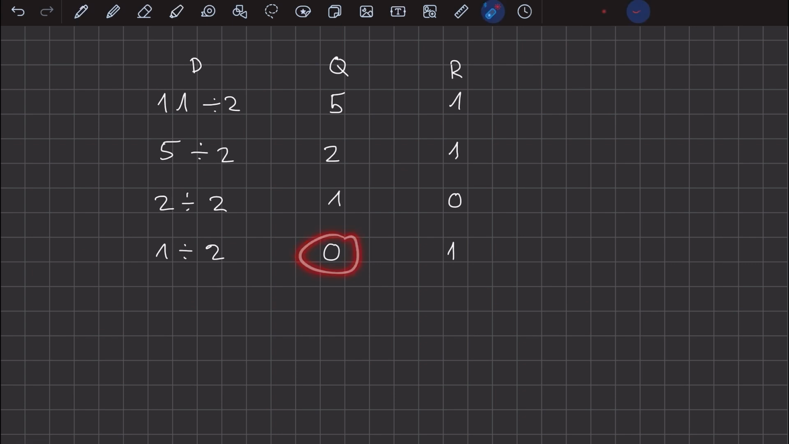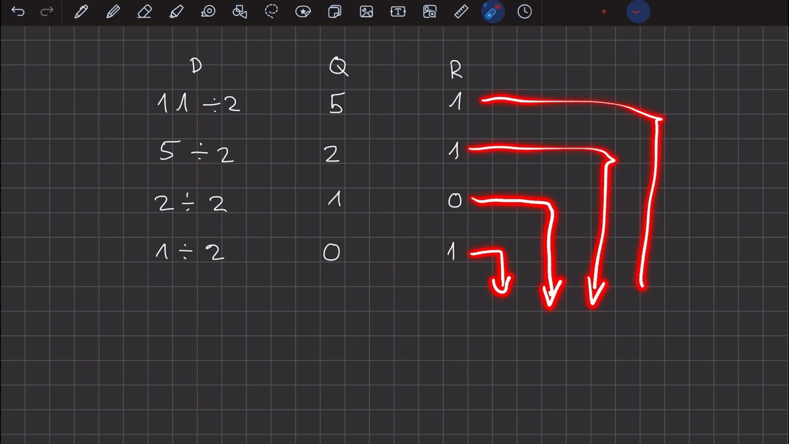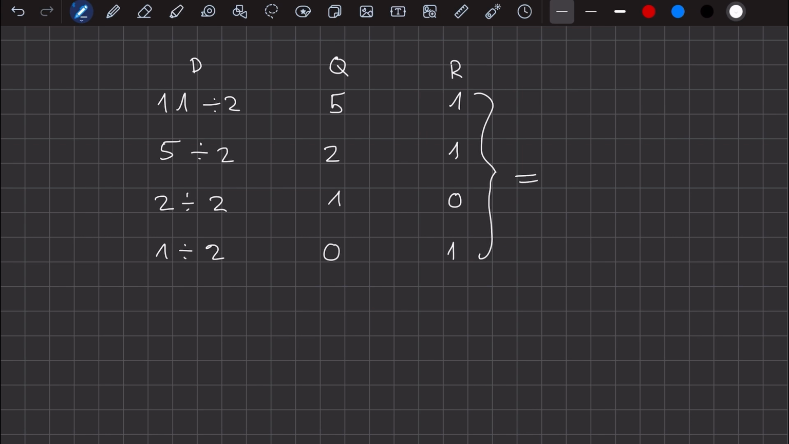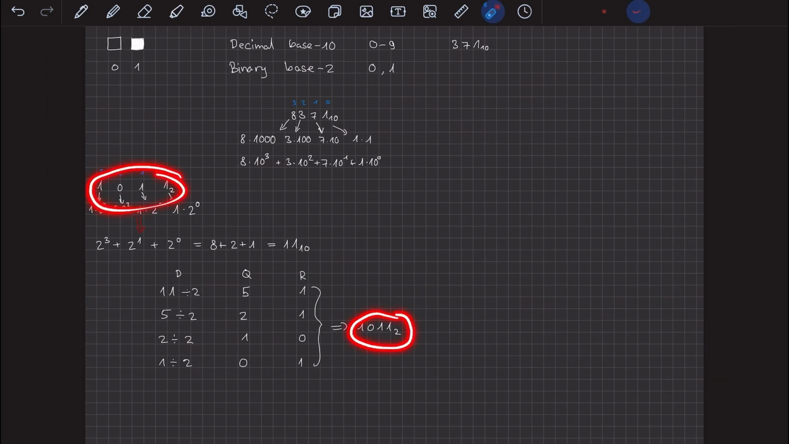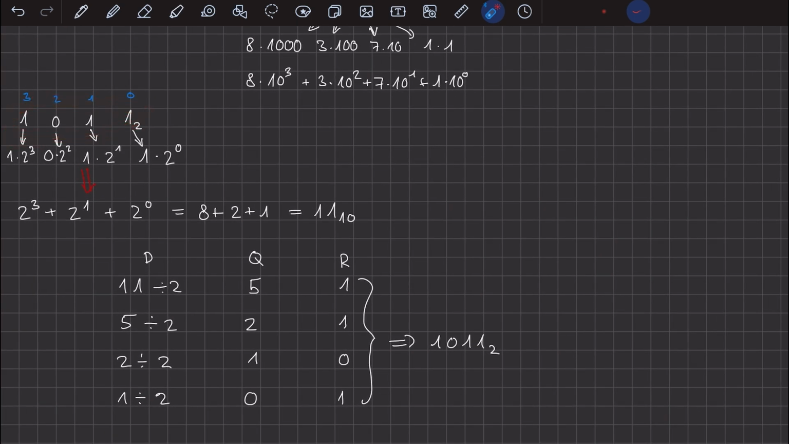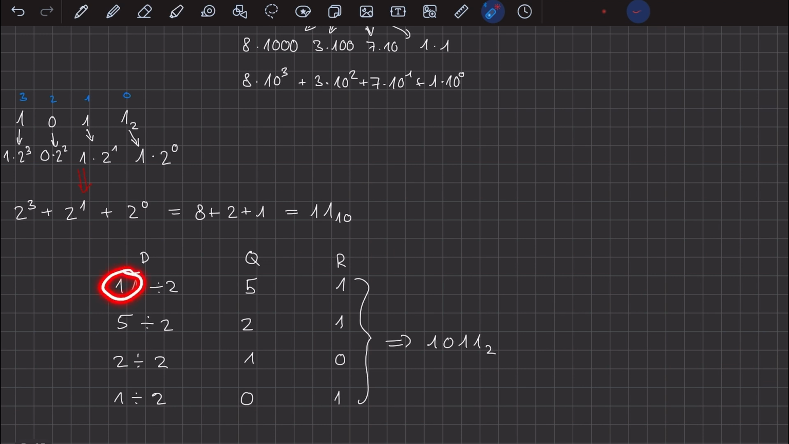Now once our quotient is 0, it means we have finished and we get our result. When Q is 0, we can read our result from the R column. And we do this by starting from the bottom to the top. So in the first position, that means we would have our 1. In the next one, our 0, then 1, and then 1 again. It means our result here is 1, 0, 1, 1 in binary representation. And now, if we look, we see our result here is the same as here. Or rather, what we started with and turned into our decimal representation of 11, we've now turned back into our binary representation of 1, 0, 1, 1.